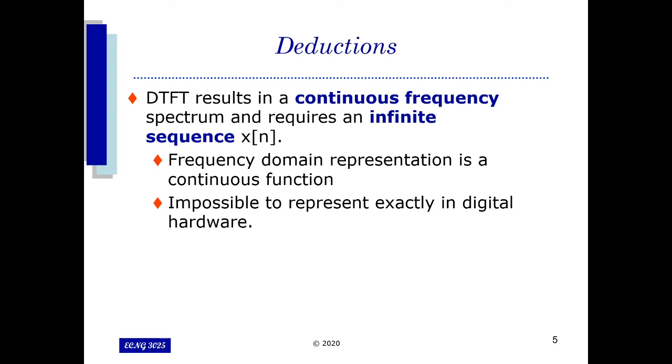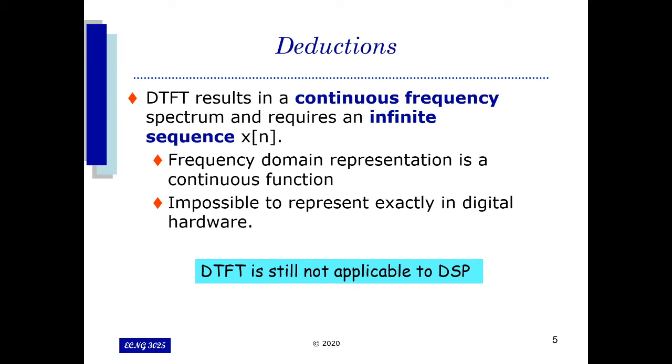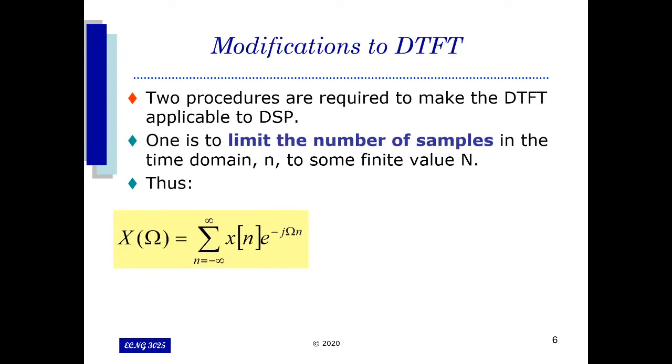Now, the DTFT is still continuous, and we end up with an infinite sequence. The frequency domain is a continuous function, and anything that's infinite or continuous is very hard to represent in any sort of digital hardware, because digital hardware tends to handle finite sequences. As such, the DTFT is still not applicable to the discrete signal processing aspect of this course. In order to make it applicable, one thing we can do is limit the number of samples.